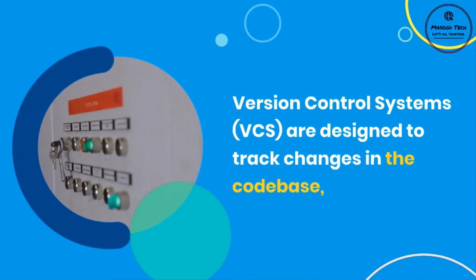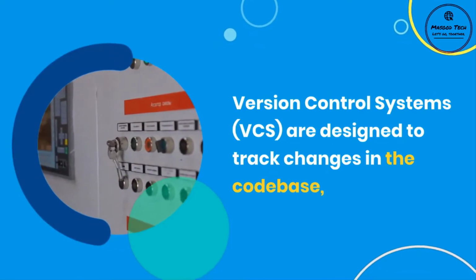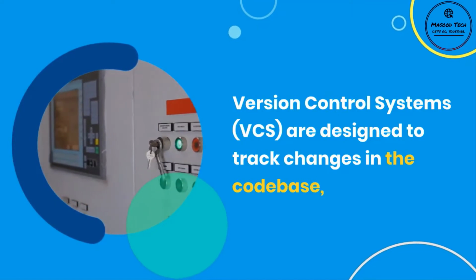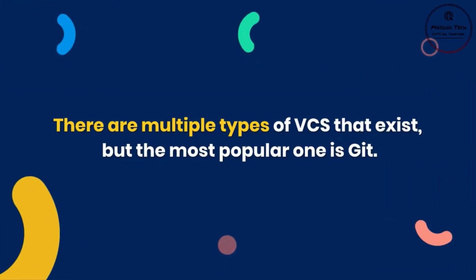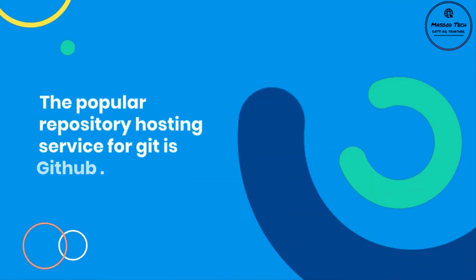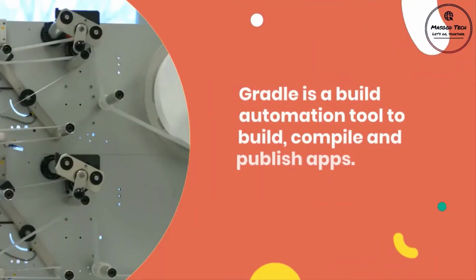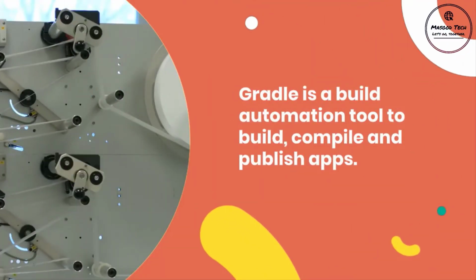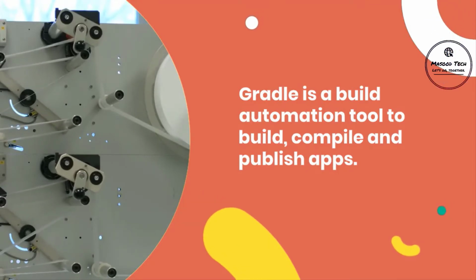Version control systems, VCS, are designed to track changes in the code base, coordinate work among developers, and allow them to reference older versions later. There are multiple types of VCS that exist, but the most popular one is Git. The popular repository hosting service for Git is GitHub. Gradle is a build automation tool to build, compile, and publish apps. It's already built in Android Studio.